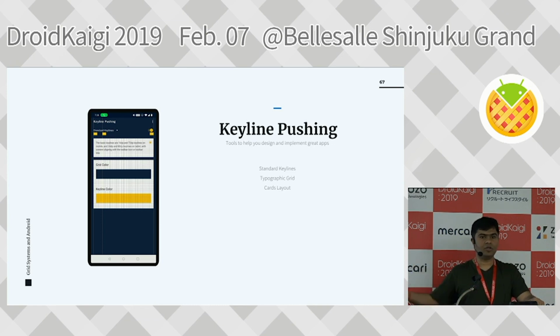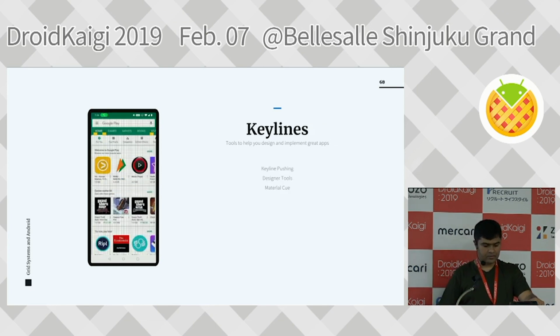It could be on Gmail. It could be on the Play Store. And it gives you all the standard key lines, the typographic grid, the cards layout, anything that you would like to verify, you can do it very, very easily. Over here, I'm in the Play Store application, right? I'm checking how they have used key lines. So I want to inspect that and want to use the same thing for my application. So using keyline pushing, I can overlay the grid and see how things are working.